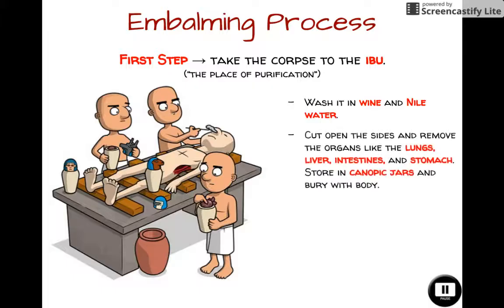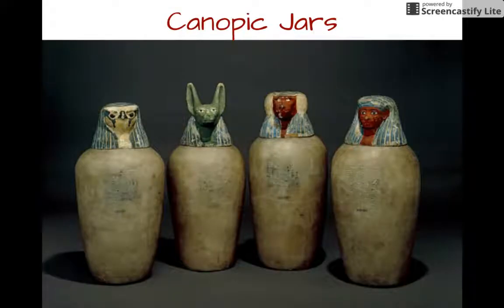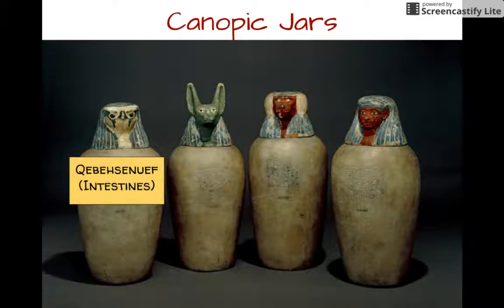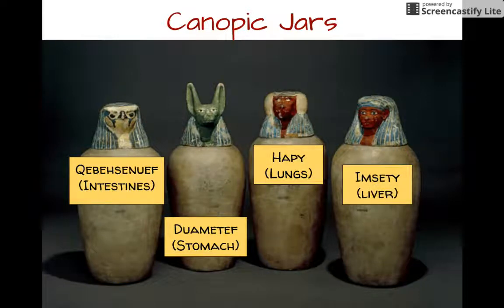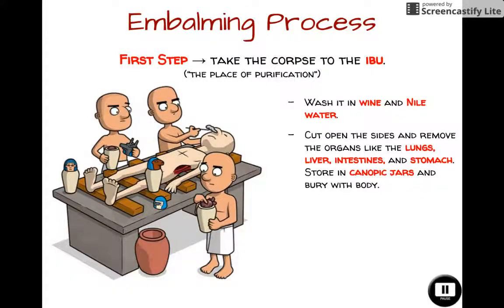Then we're going to cut open the sides right around the rib cage and remove organs like the lungs, liver, intestines, and stomach. We're going to store these organs in canopic jars, and we're going to eventually bury them with the dead body. So here's a series of canopic jars, and on the top of the jars are different gods from the Egyptian pantheon, and these are the organs that would go inside of those jars.